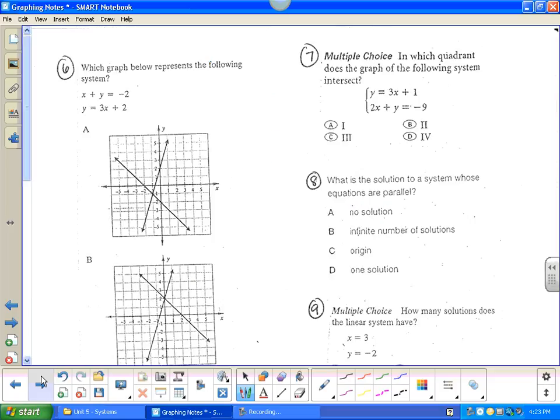Which system below represents the following graph? So I need to solve, this one's already solved for y, that's nice. This one I've got to subtract x. Okay, so let's test A. Let's see, I need to go down 2, which it does, and then down 1, right 2, which it does. So I like this line right here. The other one needs to go up 2, which this does, and then up 3, right 1, which this does. I like A.